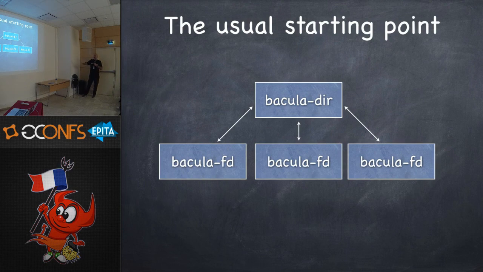This is a typical setup. You have one director and a bunch of FDs that it talks to. And the key thing here is the director always does the initiation. It contacts the FD and tells it it's time to back up. So the schedule isn't dictated by the clients, it's dictated centrally. There is an option for an FD to do a self-started backup, but I never use it.